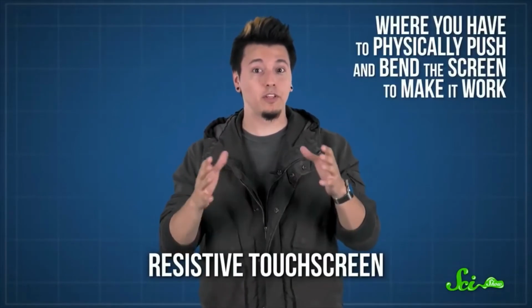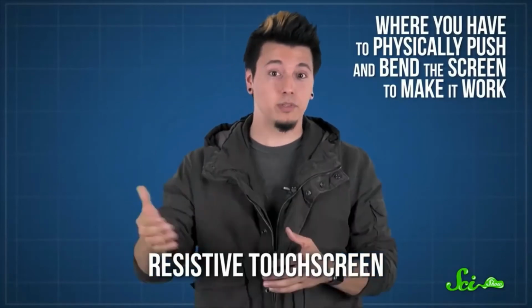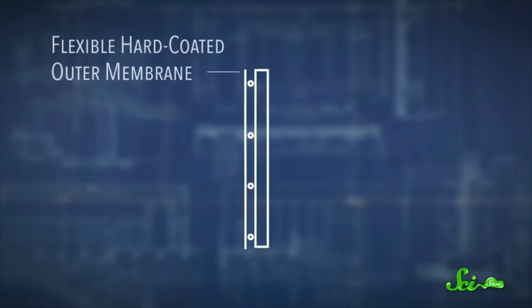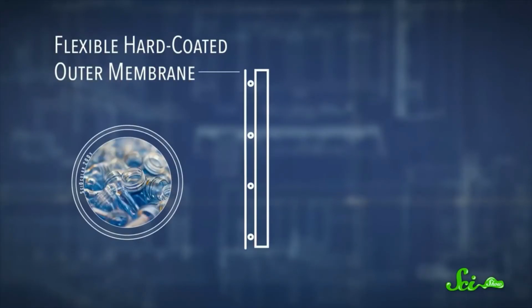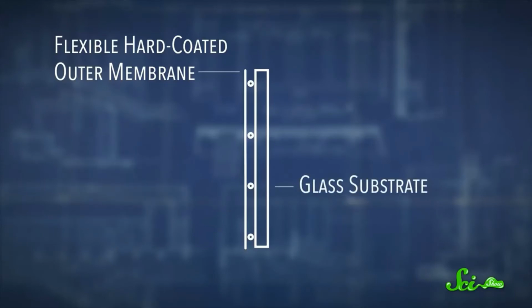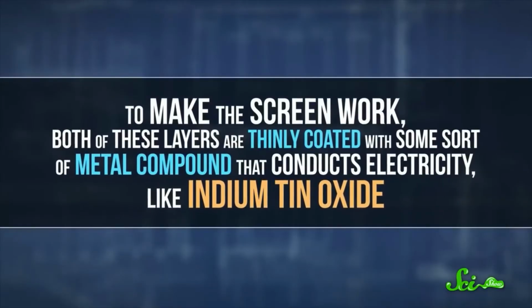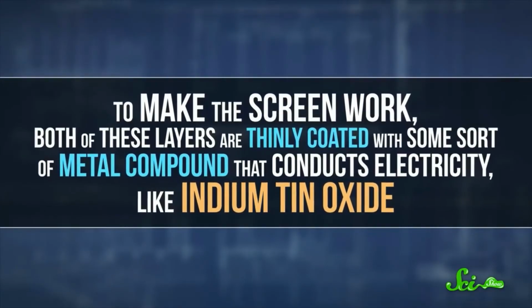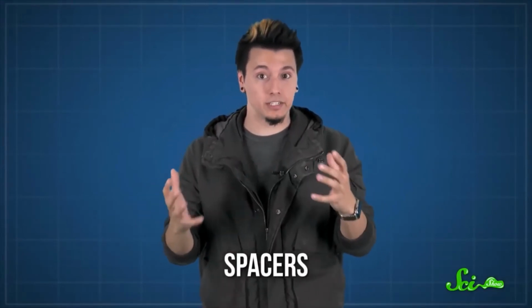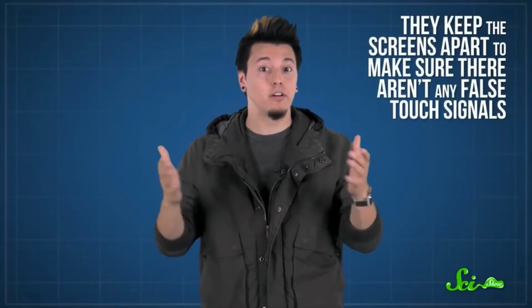One of the most widely used types is resistive touchscreen, where you have to physically push and bend the screen to make it work. Resistive touchscreens are made of two separate layers. The top layer is made from a flexible, transparent material such as polyethylene, which is a common plastic used to make things like soda bottles. And the bottom layer is made of something more rigid, like a sheet of glass. To make the screen work, both of these layers are thinly coated with some sort of metal compound that conducts electricity, like indium tin oxide, which is commonly used because it's transparent. These layers are also separated by tiny insulating dots called spacers, which don't conduct electricity. They keep the screens apart to make sure there aren't any false touch signals.